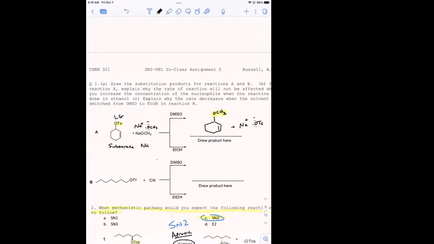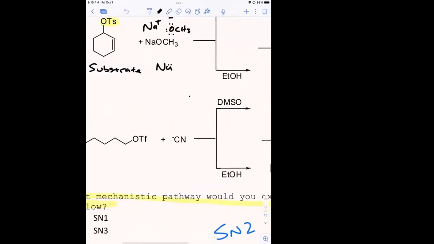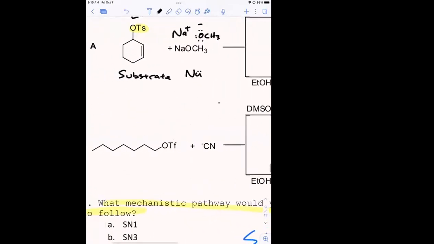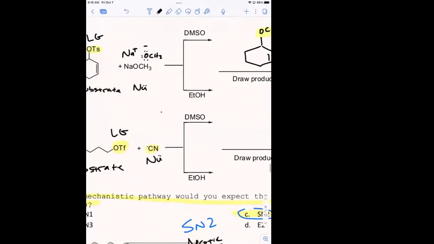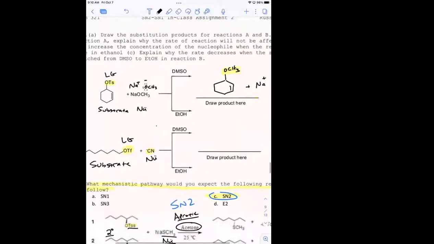All right, what about the other reaction? Reaction B, what's that product look like? Again, you need to be able to identify the substrate. The substrate is going to contain my leaving group. And then cyanide is my nucleophile. So what is that product going to look like?